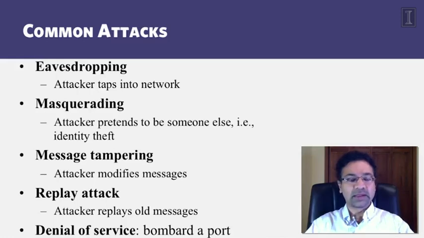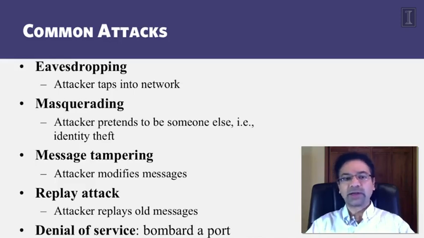So these threats are typically carried out via some attacks. Some of the common attacks are listed on this slide. Eavesdropping essentially means that the attacker is able to listen to messages by tapping into the network. For instance, if someone is able to intercept all the messages in the network, then they're eavesdropping. Masquerading goes a step further, where the attacker is not just able to read messages but is able to pretend to be someone else. And you'll see an example of this as we discuss some of our security protocols.